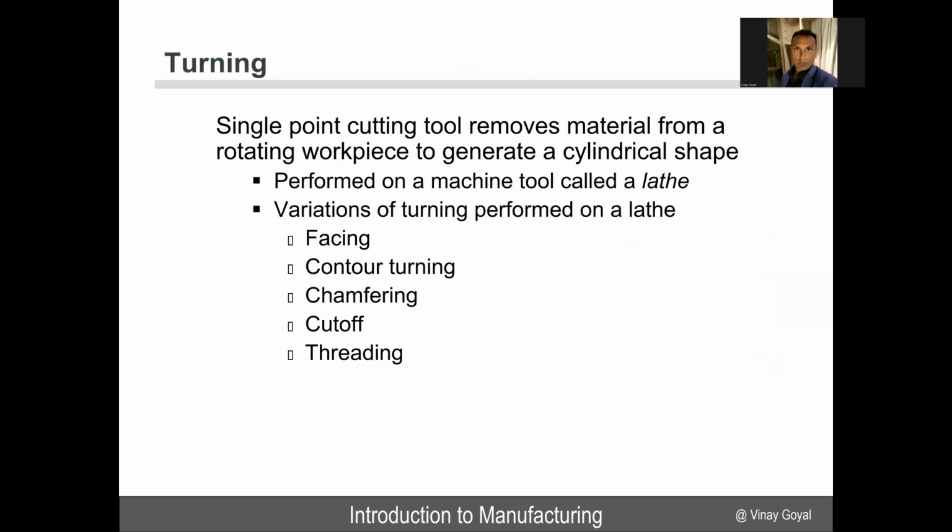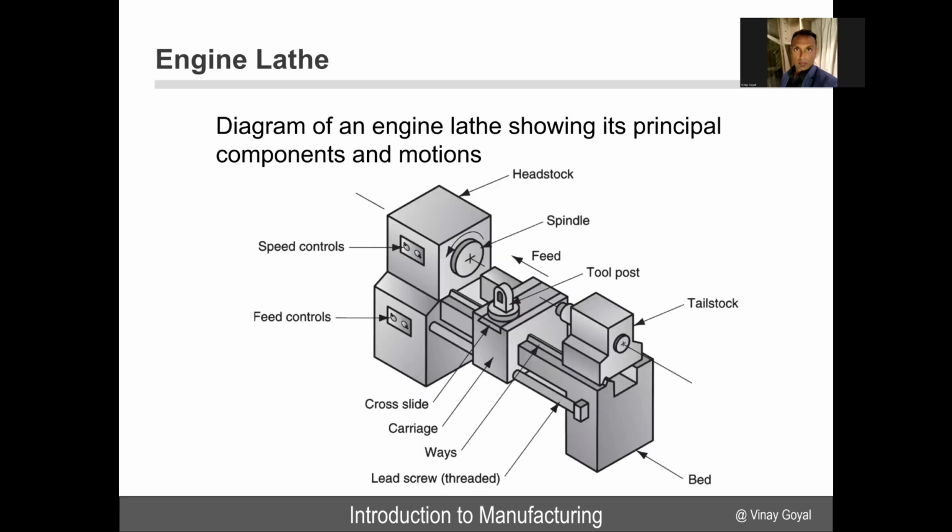Turning is a single point cutting tool that removes material from a rotating workpiece to generate a cylindrical shape. And I showed that earlier. That work is performed on a machine tool called a lathe. There are various turning operations you can perform on a lathe: facing, contour turning, chamfering, cutoff, and threading. You can do all that in that machine tool. And here's an example of an engine lathe. I'll give an example at the end with a video.